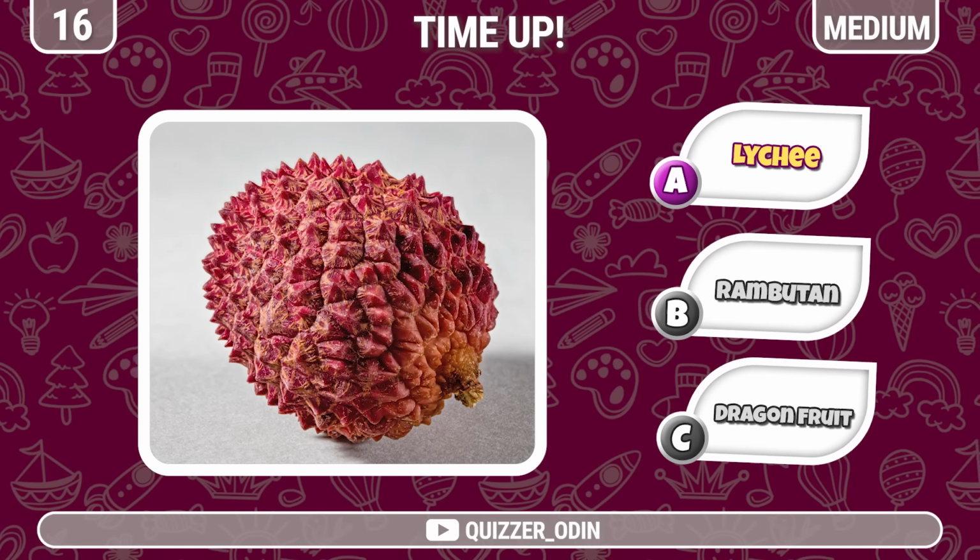Round 29. Look at these fruits and see which one doesn't have a repeating pattern. Oh yes, it's the avocado.